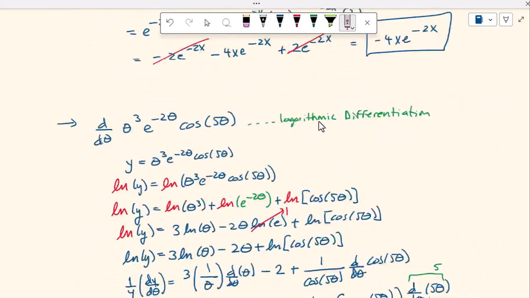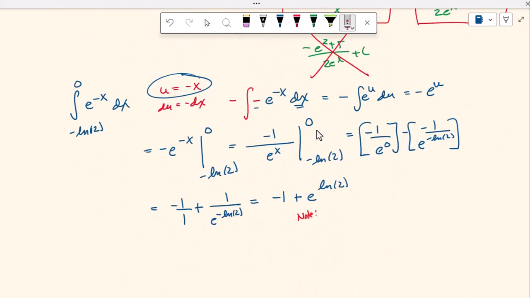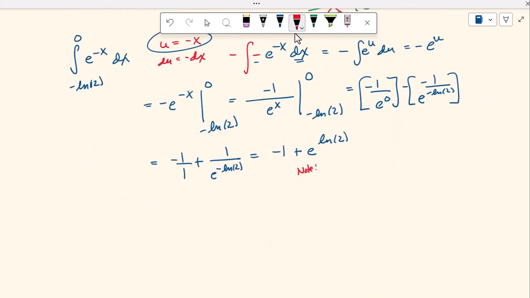So e to the ln of x equals x. So e to the ln of 2 just equals 2. Negative 1 plus 2 is 1. So that whole integral, all this work just to find the number 1. Isn't that nice? Came out really good.